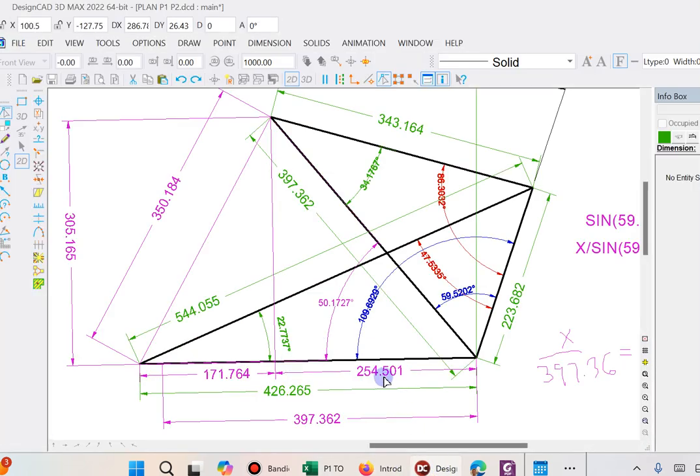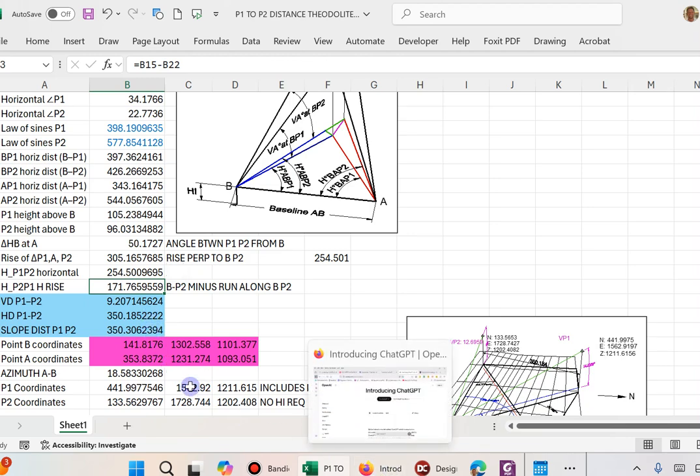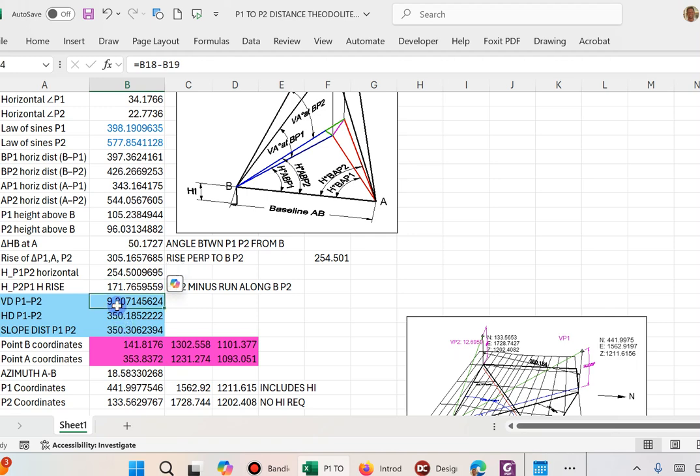This distance, right, 254. And then you're going to take this one, since you calculated using law of sines, 426 minus that, it's going to give you the 171. That's that number there. And then I think you have what you need to calculate the distance. So let's go vertical distance from P1 to P2. And then we calculated the heights. That's why there was no need to calculate in the height of instrument, right?